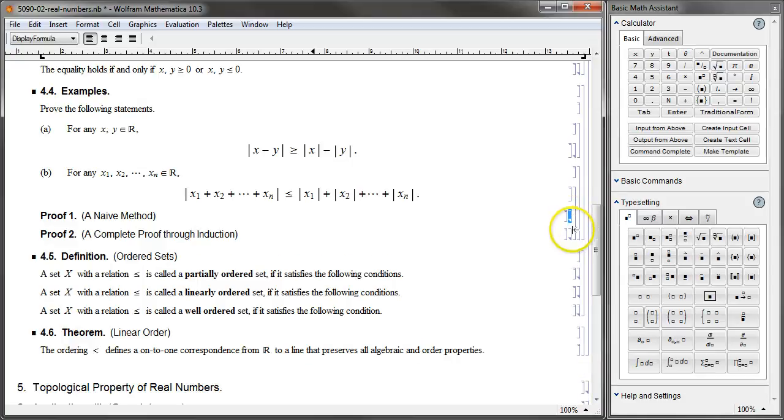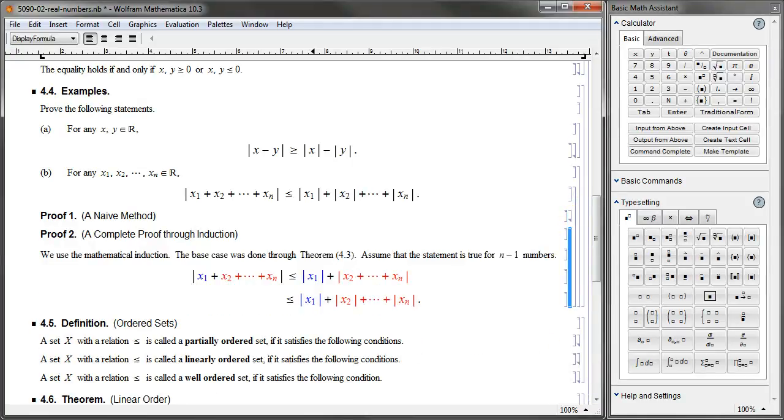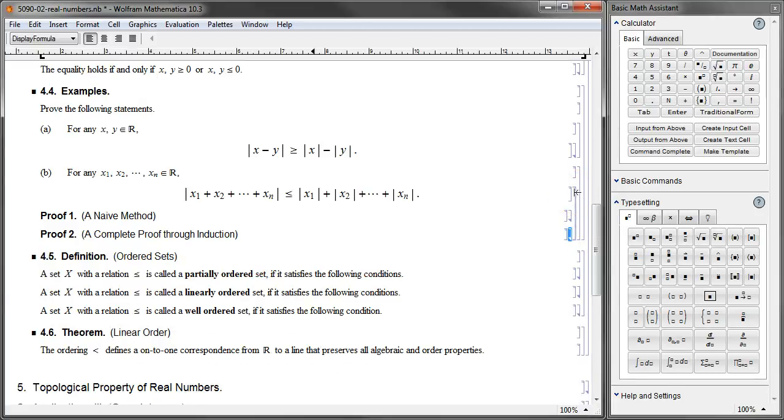So if you want to go with a little bit more complete proof using mathematical induction, here it is. You can decompose it first using the original triangle inequality like this, and this red part is less than or equal to that red part from the inductive hypothesis, because there are n minus 1 numbers there. Consequently, we have what we want, and that is a little bit better proof using mathematical induction.